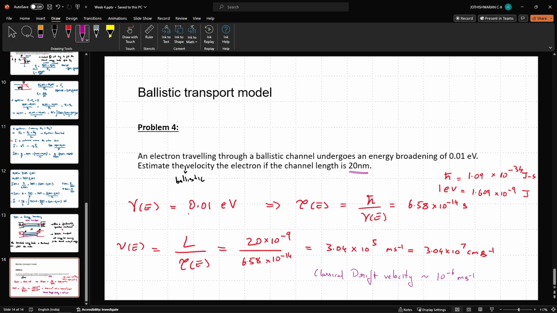You can try out the same problem with different energy broadening values. In fact, you can even figure out the energy broadening for which we get classical drift velocities, and people who are inquisitive can try to guess what those energy values correspond to. I can tell you that typically having energies less than 10 to the power minus 34 are not meaningful. Even 10 to the power minus 30 joules is too small. So you can see what happens.